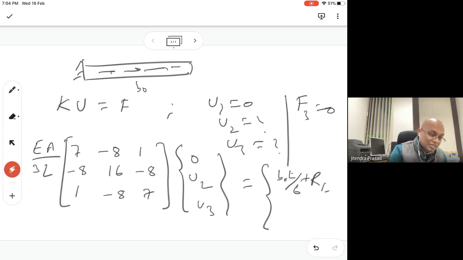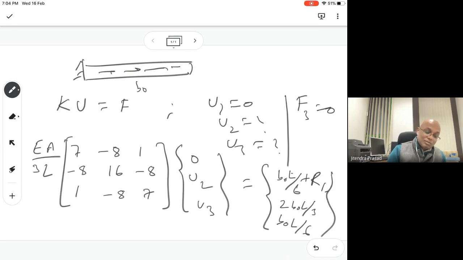Because this is fixed, and since U is 0, the force you cannot prescribe. You cannot say this is the force. Got it? So we have to write R1 because this is unknown. Then number 2 is not constrained, so the actual force will be the one we get: 2 b naught L over 3, and number 3 is b naught L over 6.